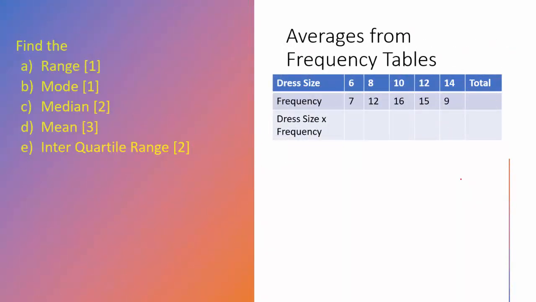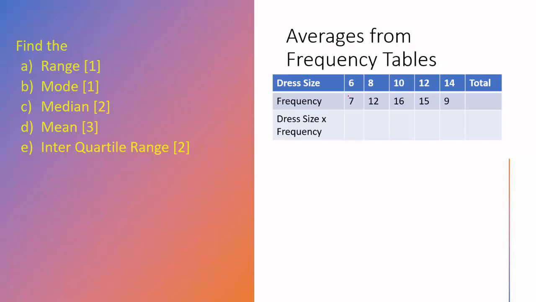Next, we're going to go on to finding the average from a frequency table. We're actually going to be finding the range, the mode, the median, the mean, and also the interquartile range from this frequency table. So this frequency table shows dress size and frequency. So the first thing you need to do is you need to be able to understand what this table represents.